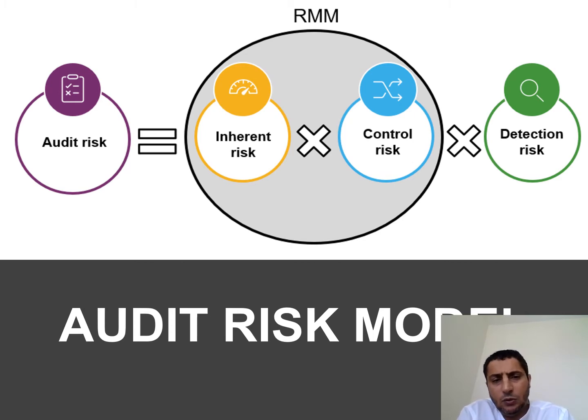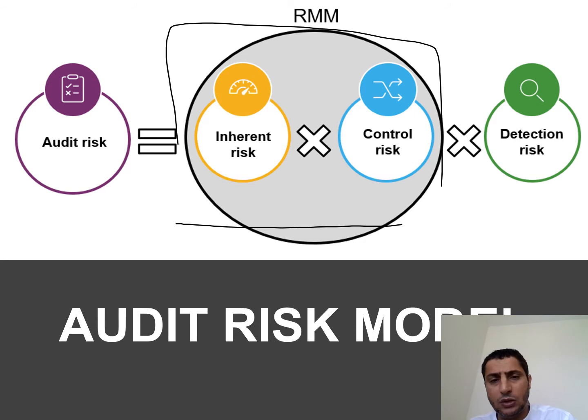As we can see here, we have the audit risk equal to inherent risk multiplied by control risk multiplied by detection risk. And we can see here that we put the inherent risk and control risk within one circle, which means they are related to each other and they are controlled by the client company. Both of them represent the risk of material misstatement in the financial statements. So the auditor will attempt to assess and check the inherent risk as well as the effectiveness of the control risk.